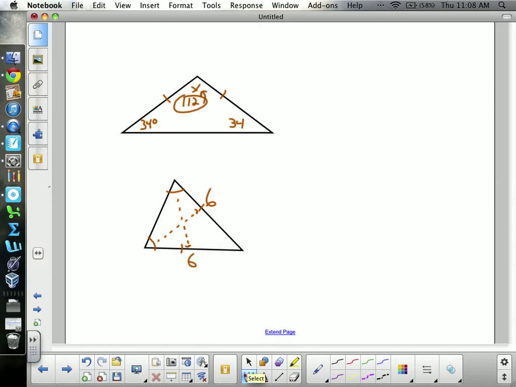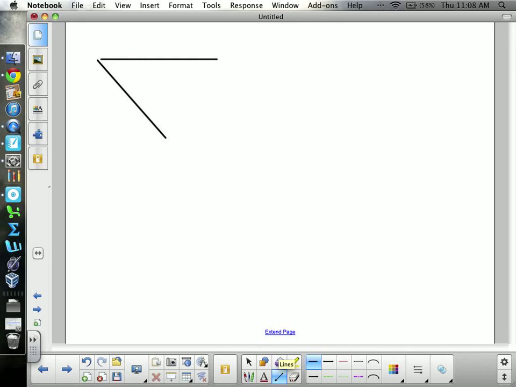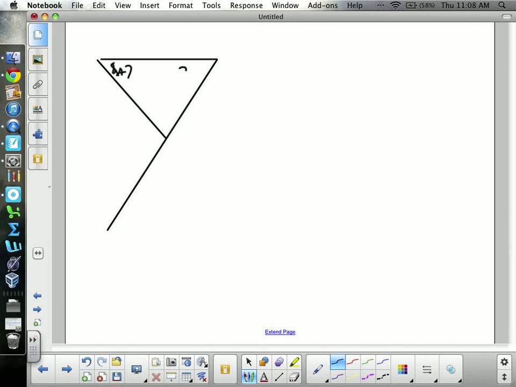At 21, it starts getting a little more interesting. With 21, now we get some variables involved. So you have 8x plus 7, 70 degrees, and 21x minus 1. Now just knowing that triangles add up to 180 is going to make things a little bit not as nice.